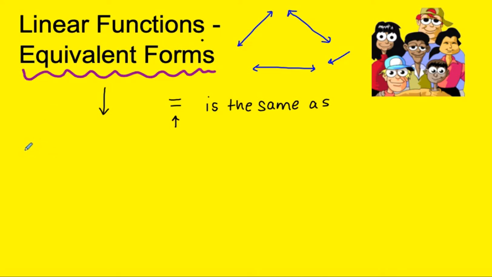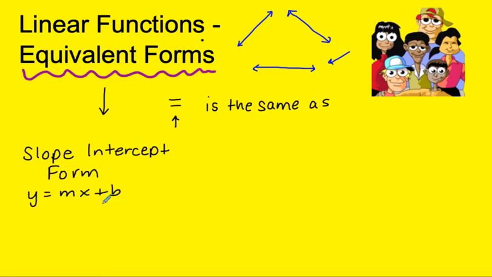It's probably the one you're most comfortable with, but I want us to be comfortable with all of them. Slope-intercept form. Slope-intercept form is going to be in the form y equals mx plus b. So I'm going to give you an example: y equals 2x minus 7.